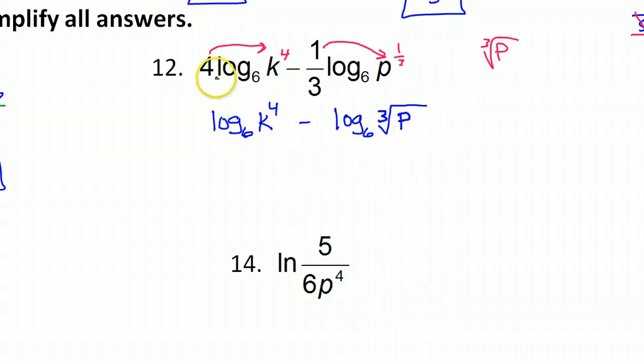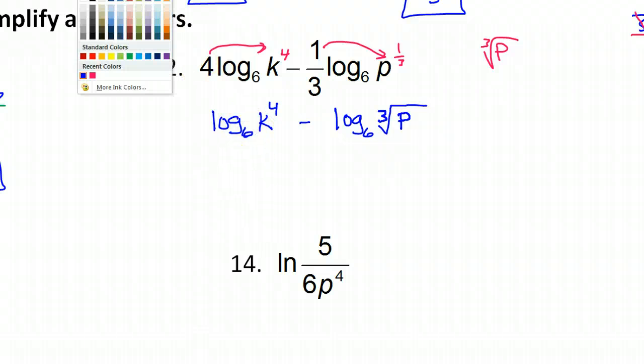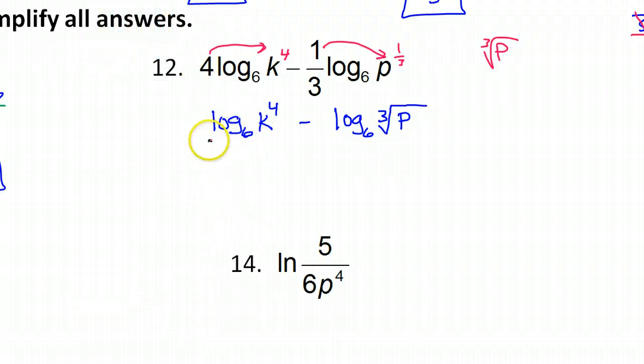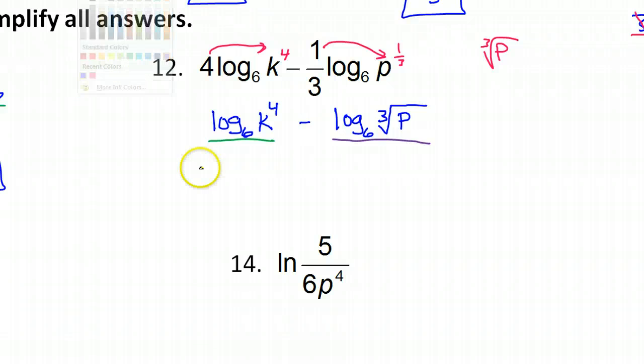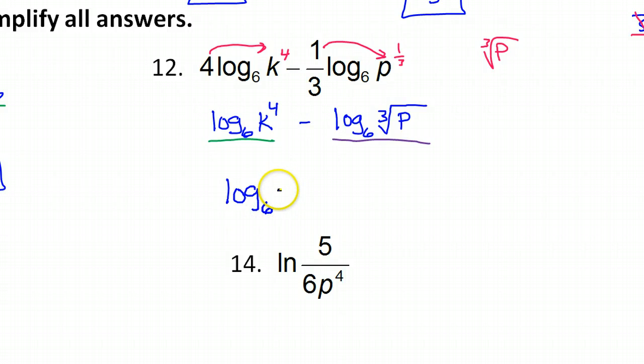Now, just like I did before, anything that's positive is going to wind up contributing to the numerator. So this is a positive term, so I will have k to the 4th in the numerator. This being a negative term will give me cube root of p in the denominator. Alright, so the final answer is log base 6 of k to the fourth power over the cube root of p.